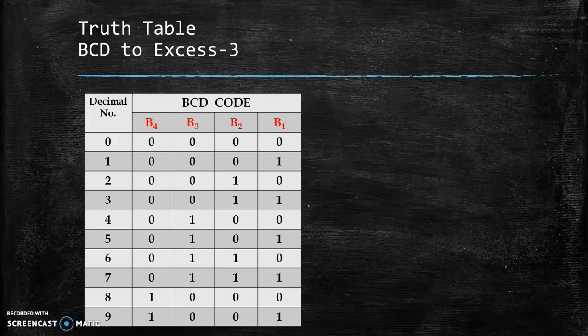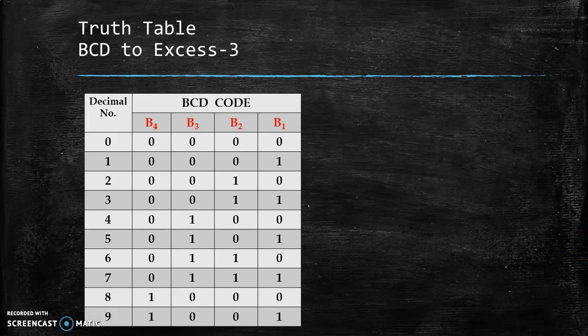So now we have BCD numbers, 0000, 0001 and like this. Normally we write ABCD, where A is our most significant bit and D is our least significant bit. In our case, B1 is the least significant bit, and B4 is our most significant bit.